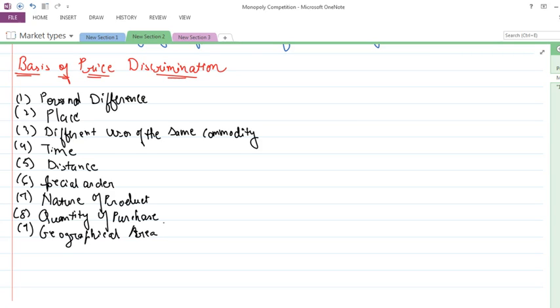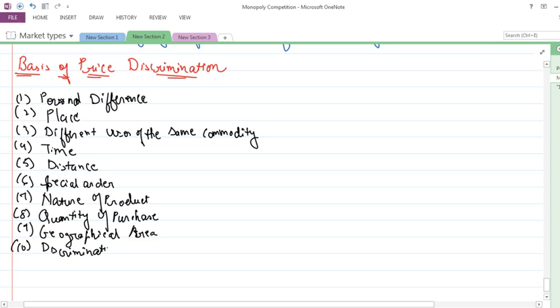On the other hand, it might also be possible that if dumping activity is being done in another country, then the prices might be lower in that country than in the domestic economy or domestic country.